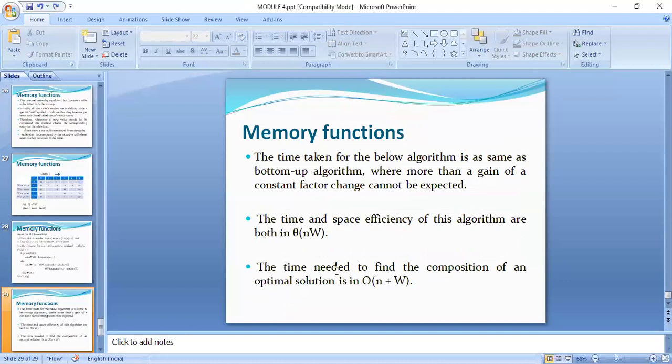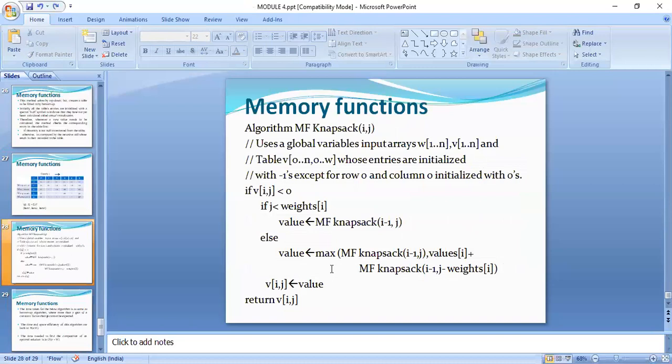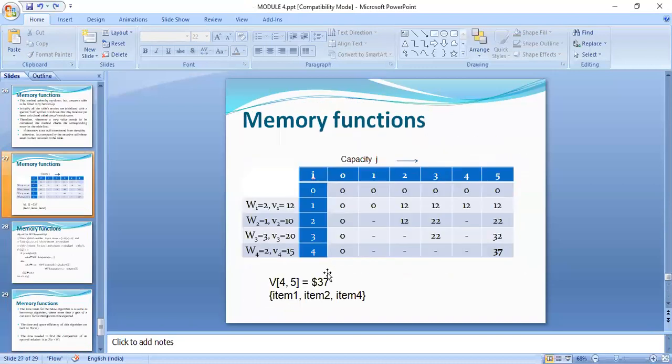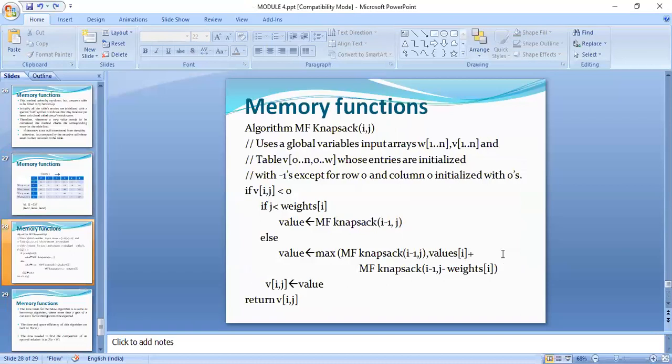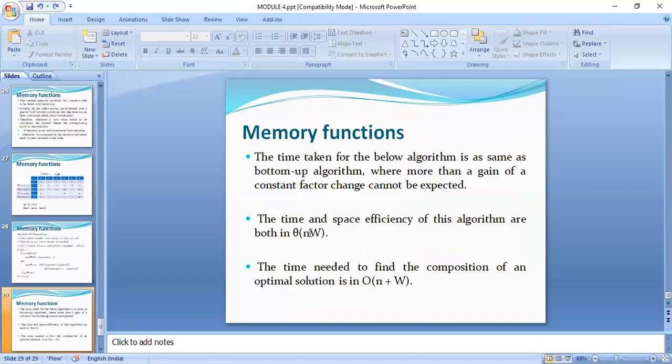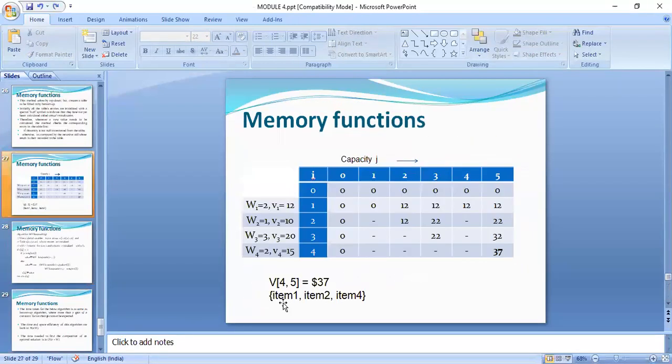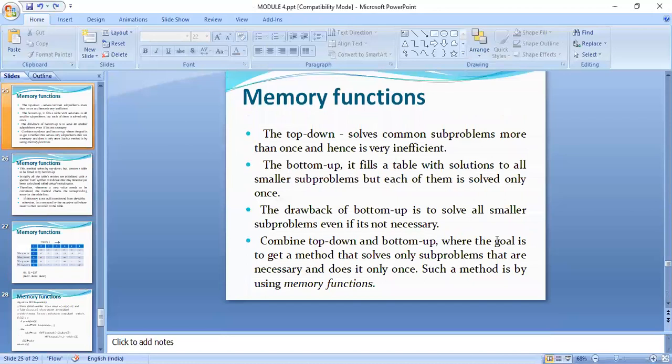That is, we are depending upon the matrix. So this table is of size 4 comma 5. 4 is the number of items, 5 is the maximum capacity. So it is nothing but the number of items n comma w, so we will be saying it as n into w. The time needed for finding the subset, what are the items included into the set, is based on n plus w. So this is all about the knapsack problem and the memory functions.